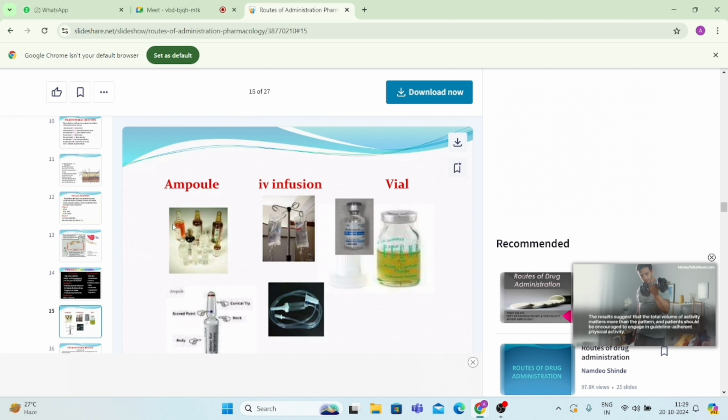Now here are the different pictures where you can see. One is an ampule. You know what an ampule is, right? Generally when we go to a doctor and an injection has to be given, they take the drug from this ampule into a syringe and give it. Next, this is IV infusion. Here you can expect the bottles we get in hospitals, like normal saline or RL or DNS, all these things. And this big one is a vial. Okay.